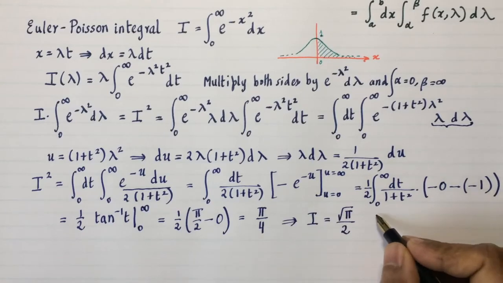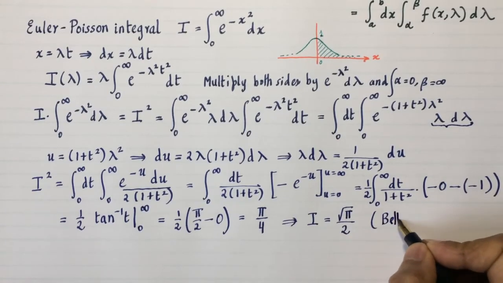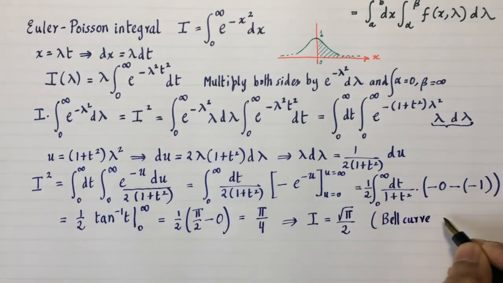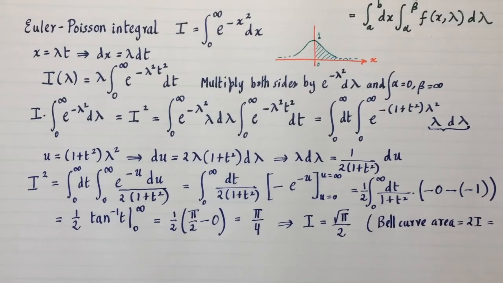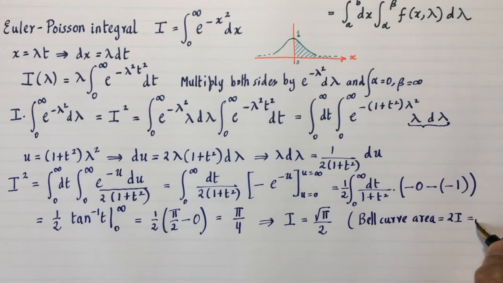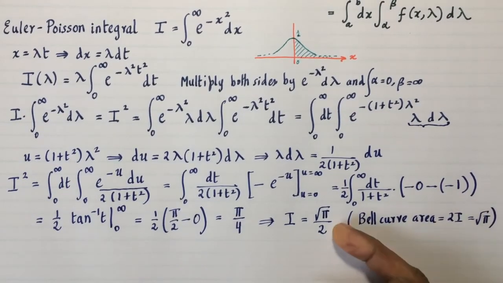Now, by the way, the area under the bell curve, the complete bell curve area, is going to be 2I, and that's going to be the square root of pi, because I'm just doubling that value. So we have solved this problem.